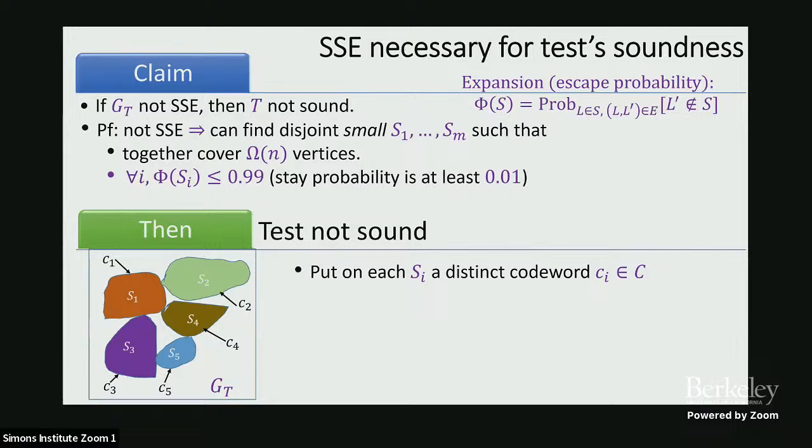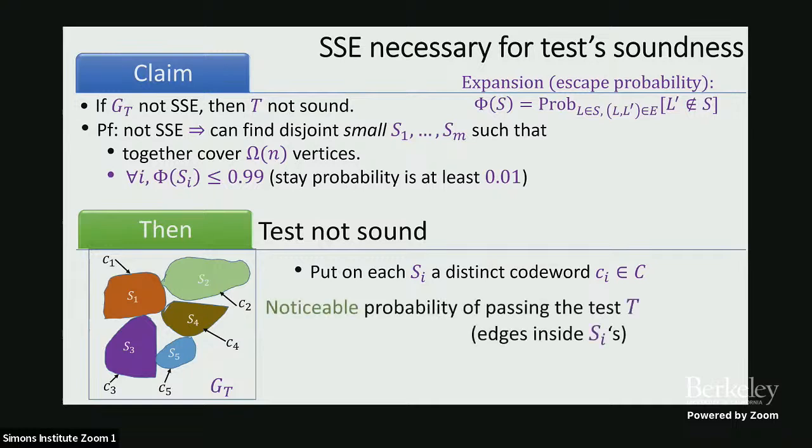Then you can observe that if the tester looks at two locations inside S2, it's only going to look locally at C2, therefore it's going to accept. And because you cover a lot of vertices and inside each set a lot of the edges stay in, you can show that the tester passes with constant probability. But because each one of these sets is small, you don't actually have a code word globally. It's a lot of small code words. So this basically completes the proof of why small set expansion is necessary if you want your tester to be sound.